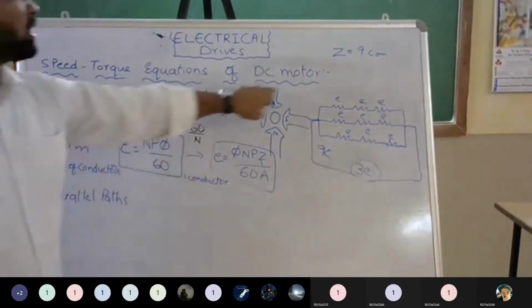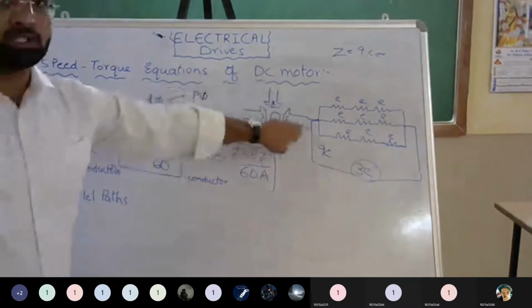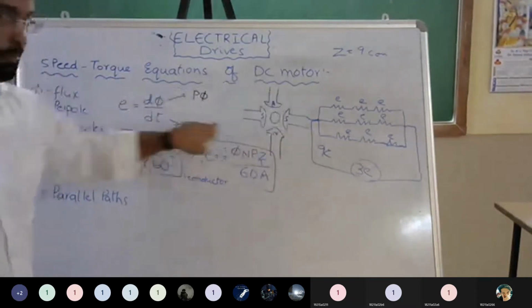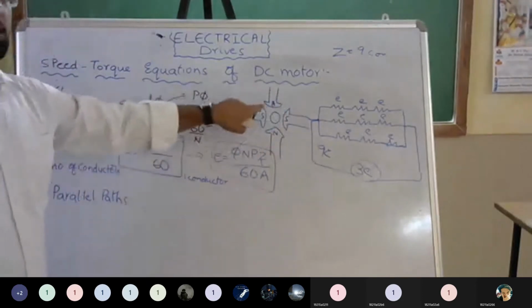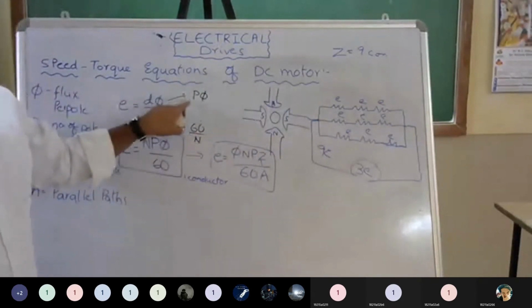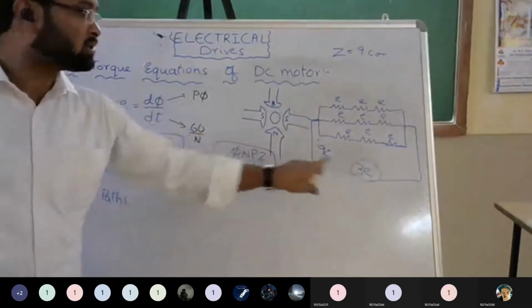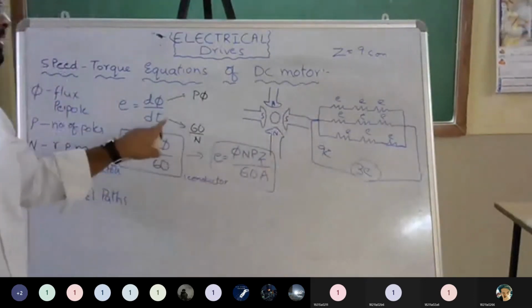So what is the flux? Total how many poles are there? P poles are there. So each pole has flux phi. That is the P phi. And dt. How much time? It will take N revolutions per minute. So how many seconds will it take? 60 by N seconds. This one I already gave the explanation. If you go through that one, you will understand. So 60 by N is the time period.